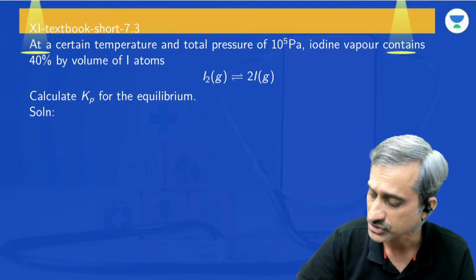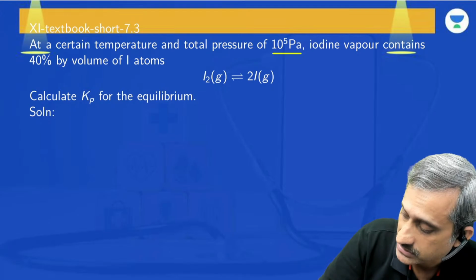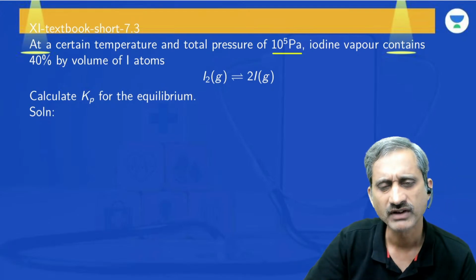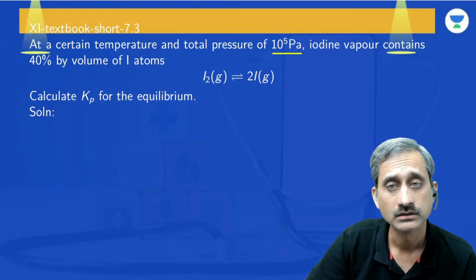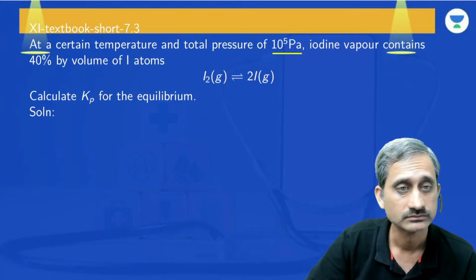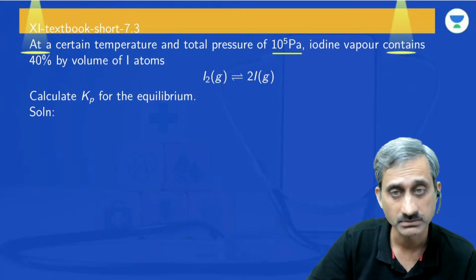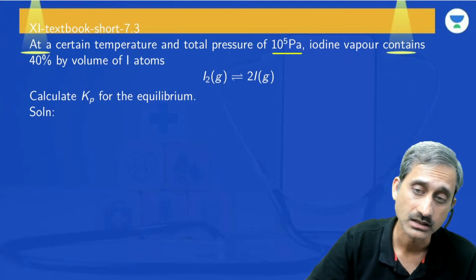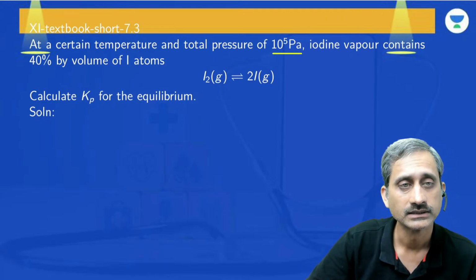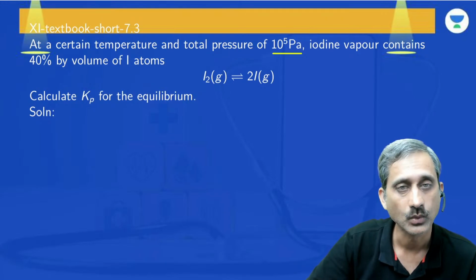At a certain temperature and total pressure of 10 raised to power 5 Pascal, 10 raised to power 5 Pascal is 1 bar. So, how are you going to calculate it? Are you going to calculate the equilibrium constant in Pascal, or in bar? If you calculate it in bar, then it's going to be just simply 1 bar.